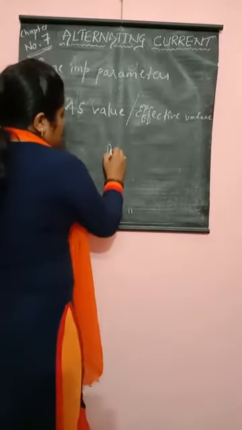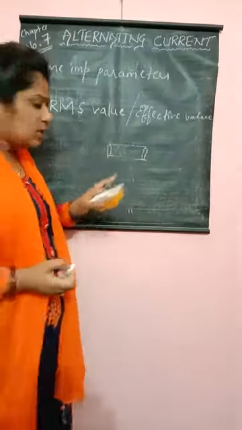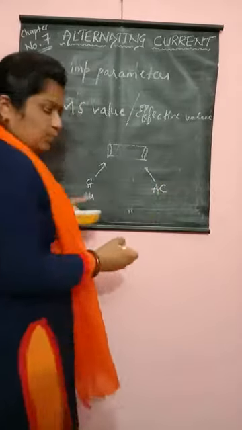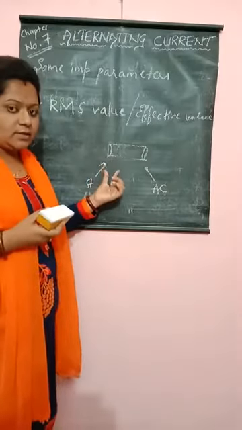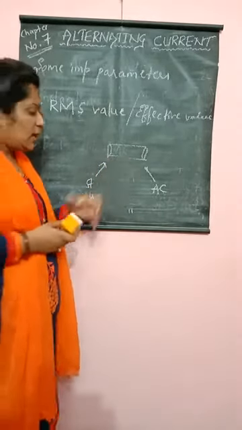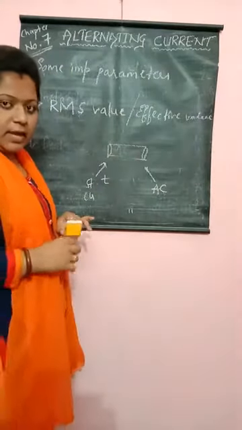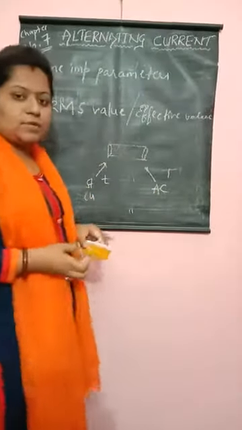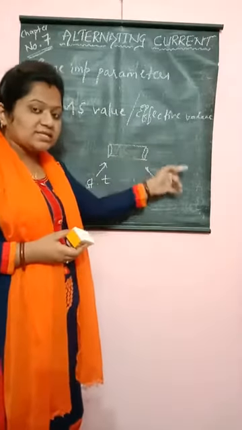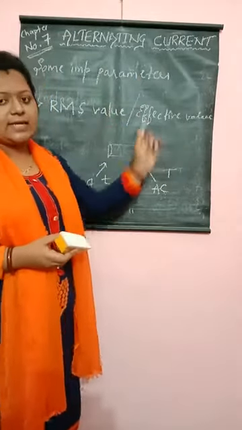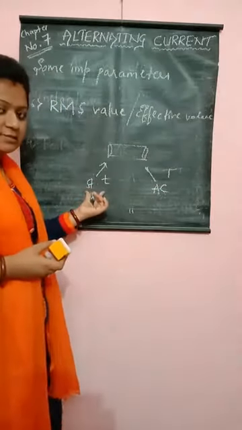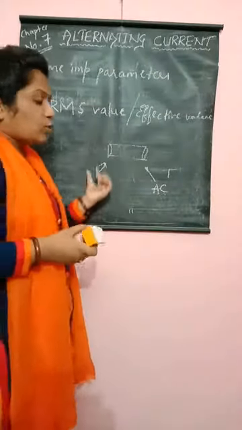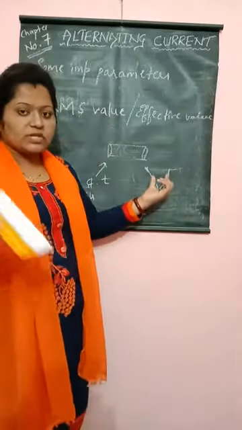Let's consider this is one current carrying conductor. In this we use steady current and also AC. The amount of heat produced by the steady current in time T is the same amount of heat produced in this conductor by AC. Here the process takes place over the full cycle. In the waveform you have seen, AC takes one full cycle to produce the same amount of heat that the steady current produces.